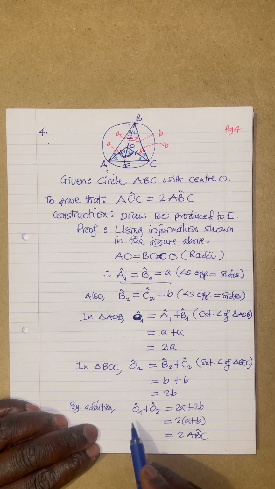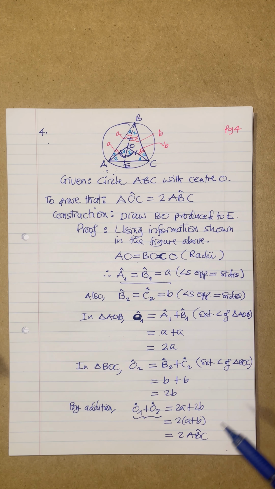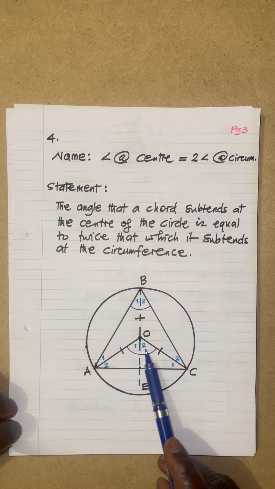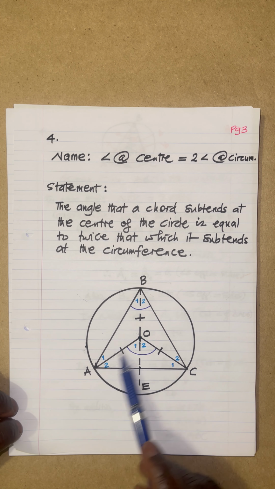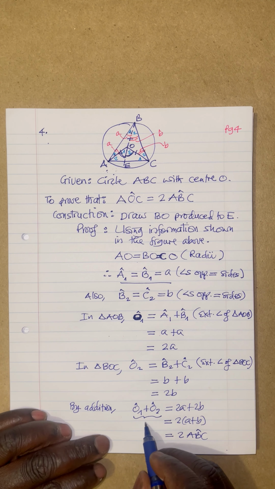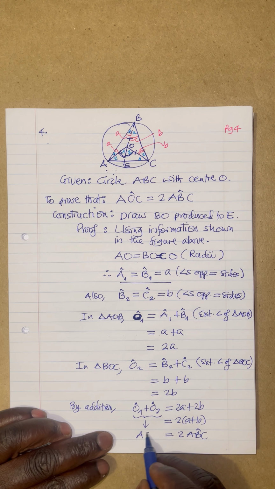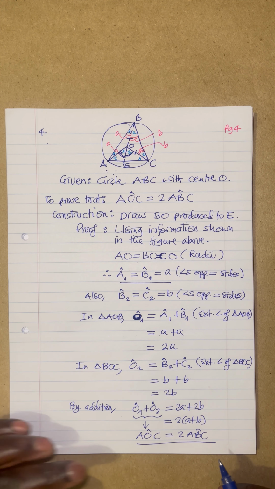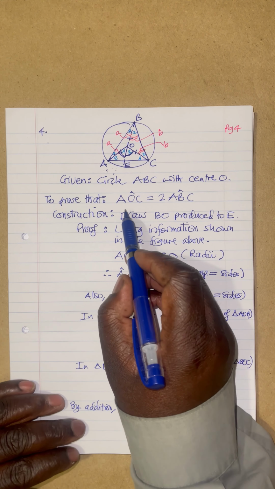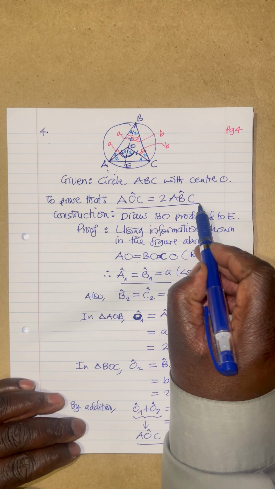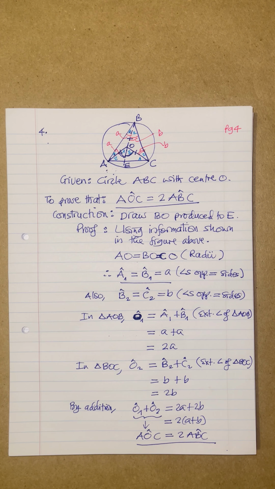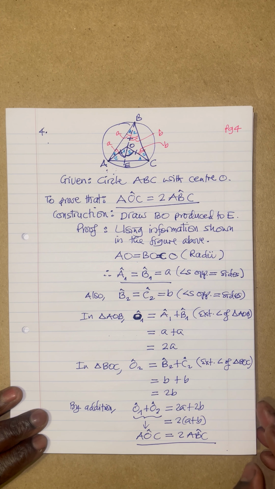But what is angle O1 plus O2? You can see it from here. It's even better. O1 plus O2 is actually angle AOC. So this is angle AOC. Angle AOC is twice angle ABC. And that's what we're required to prove. You can see it here. AOC is twice angle ABC. This is the end of theorem number 4.